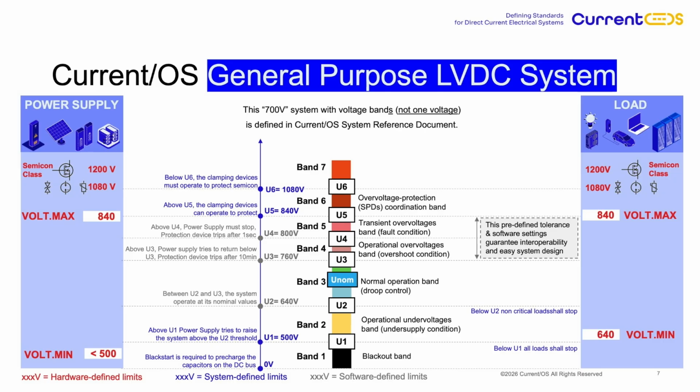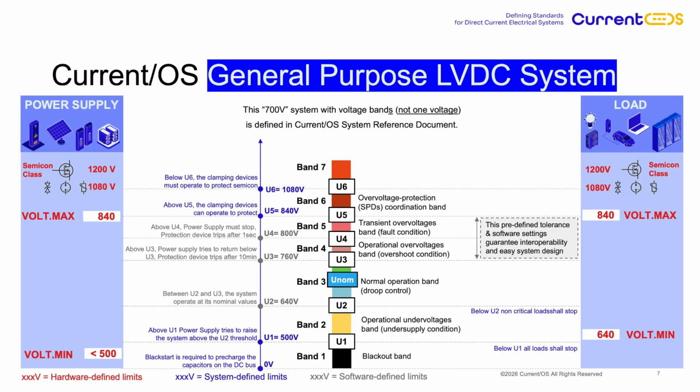However, beyond U4, it becomes a fault. At this point, protection devices must activate to prevent damage. Now, because DC systems rely heavily on electronics, there's also a need to define a band where internal clamping systems within devices activate. This band, between U5 and U6, must also be standardized across manufacturers.